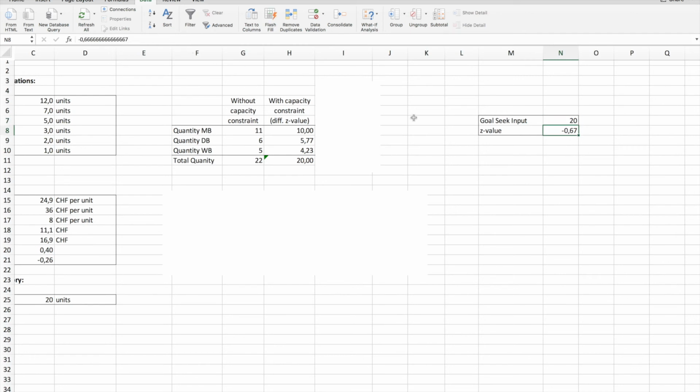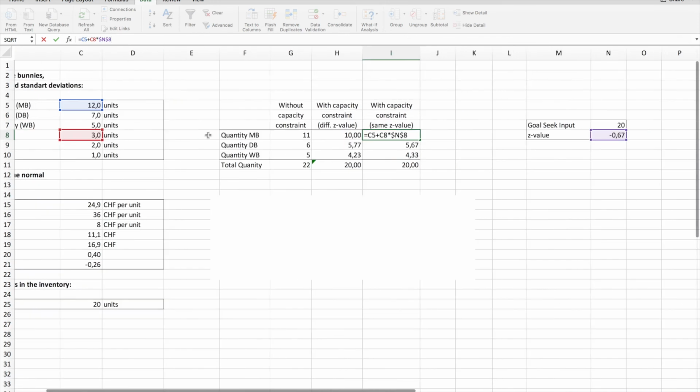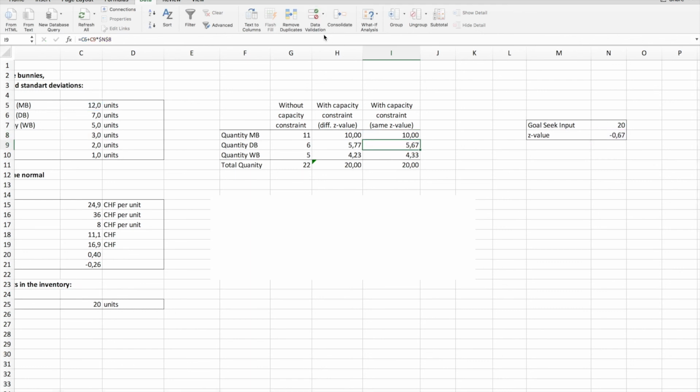So using this Z value, we can now finally calculate the optimal order quantity, the correct one, for the different categories, using the mean demand plus the standard deviation times the correct Z value. And as you can see, all three bunnies have the same Z value, and we get a total of 20 units.